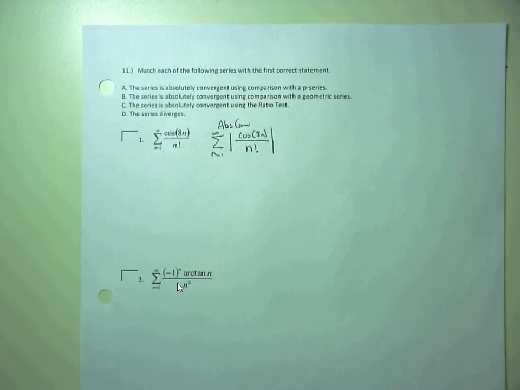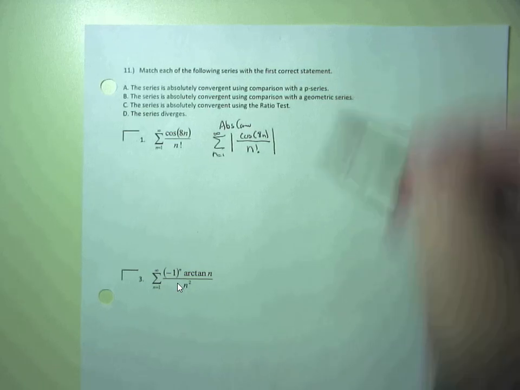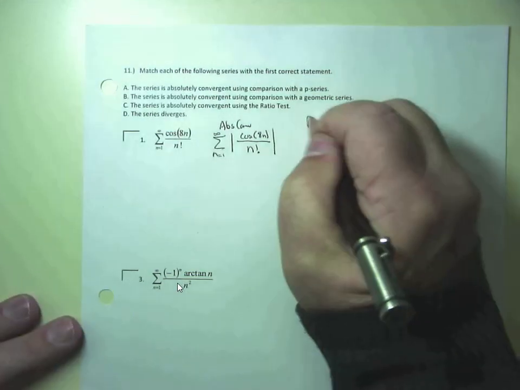I have a question for you. This is my series, and it looks rather nasty, but what test would you use? Why? Big old factorial. Absolutely 100% correct. This is a ratio test problem. This is not a p-series. This is not a geometric series, so you're not going to compare to those. This is definitely the ratio test.